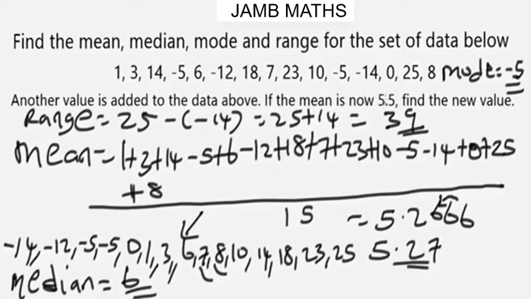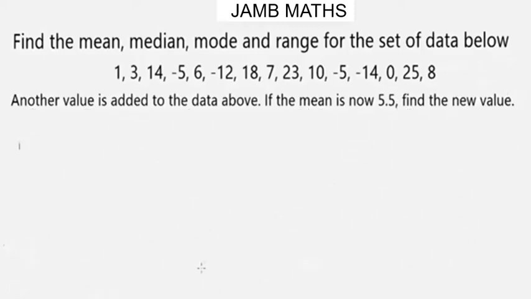Now, the second question says another value is added to the data above. If the mean is now 5.5, find the new value. Let's solve it together. If another value is added to this data, the total number of data will no longer be 15, it will now be 16. So the first thing you have to do is multiply this 16 by 5.5. When you punch it on the calculator, you are going to have 88.